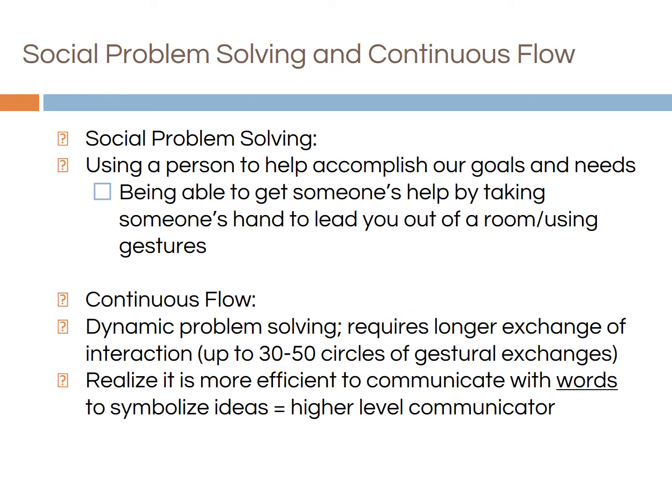Stage 4 is problem solving and continuous flow. So this involves a child using gestures, interaction, or language skills to indicate their needs and wants by getting a caregiver to help them with a problem. So let's say, for example, the child is in a situation and they get somebody's help by taking their hand and leading them out of a room. There's a continuous flow, so they're using problem solving often, and further this will make them realize that it is more efficient to communicate with words that symbolize ideas, and hence becoming a higher level communicator.